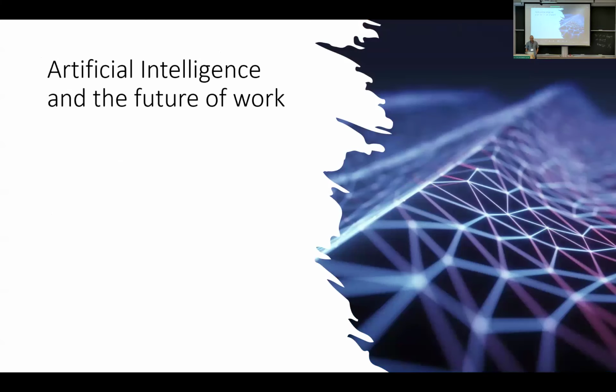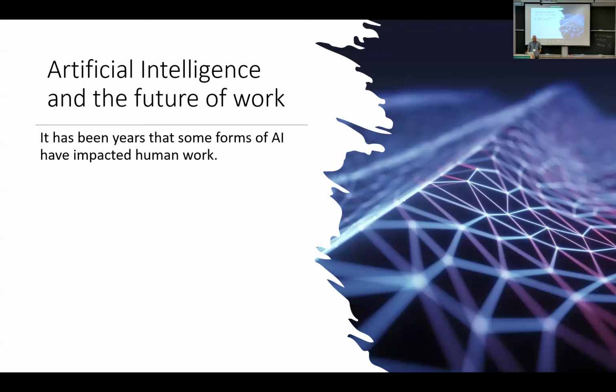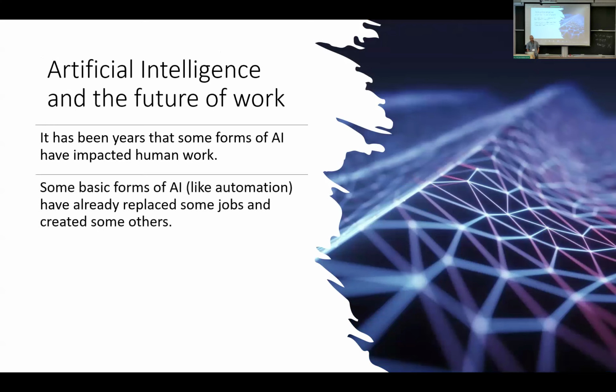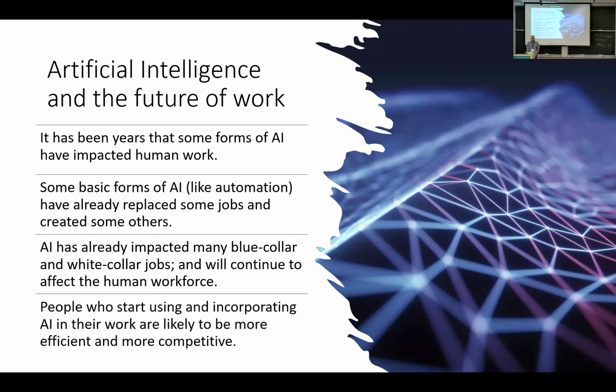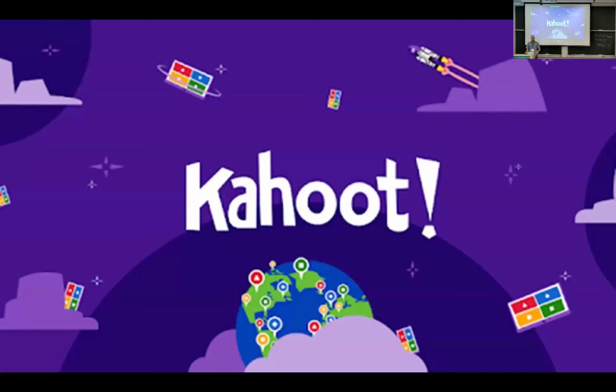So, about AI and the future of work: it's been years that some forms of AI have already impacted human work. Some basic forms of AI, like automation, have already replaced some jobs and created some others. AI has already impacted many blue-collar and white-collar jobs and will continue to affect the human workforce. And I think the main idea here is that people who start using and incorporating AI, despite all its limitations, in their work are likely to be more efficient and more competitive. All right, so that was the basic introduction.